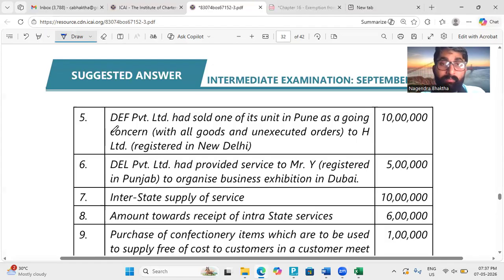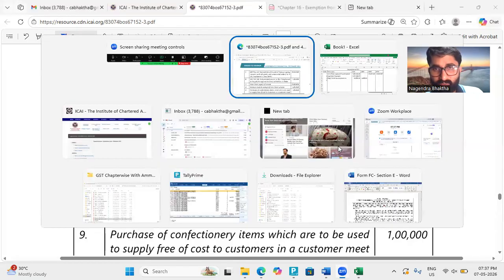In Schedule 2, Paragraph 4, business assets, third paragraph, sub-para 3: if a person ceases to be a taxable person, then the goods which are there in his godown are considered as supply. But if the business is given as a going concern, the other person will take the registration. So this is not the supply here. So on this 10 lakhs, there will not be any tax on this supply.